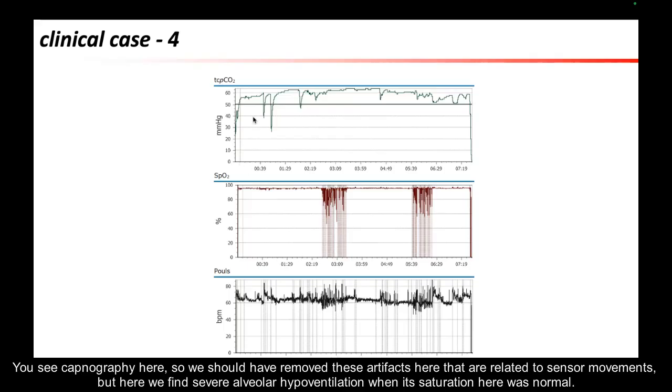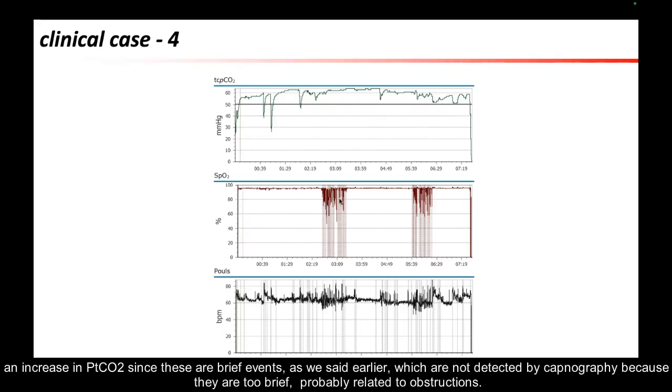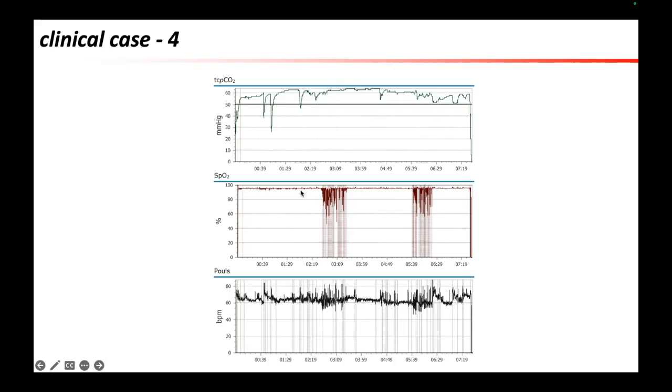You see capnography here, so we should have removed these artifacts here that are related to sensor movements, but here we find severe alveolar hypoventilation when her saturation here was normal. And then there are, associated with these periods of nocturnal hypoventilation, brief episodes of desaturation, localized here and here, probably in connection with obstructions that are not associated with an increase in PtCO2, since these are brief events, as we said earlier, which are not detected by capnography because they are too brief, probably related to obstructions.